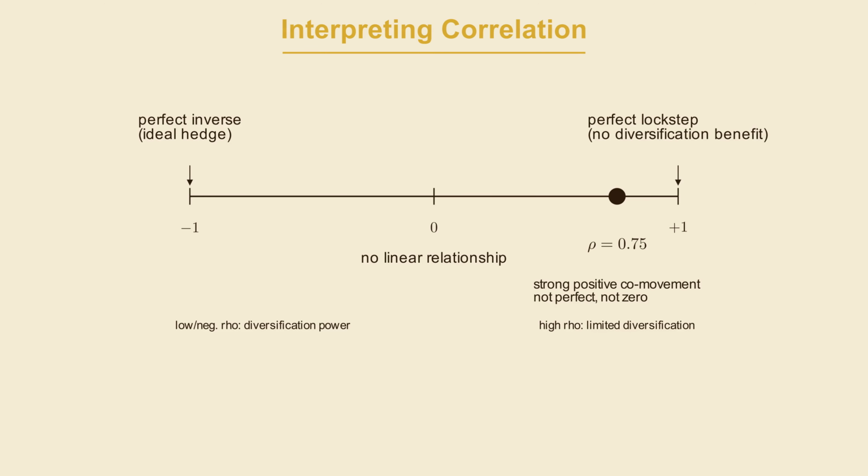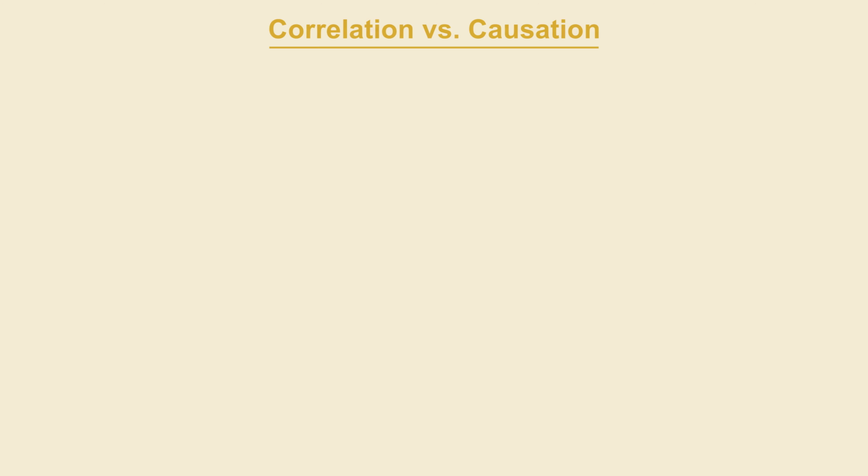Contrast that with two assets at 0 or negative correlation. A genuinely uncorrelated pairing means losses in one direction are not systematically accompanied by losses in the other. A negatively correlated pairing is more powerful still. Periods where one underperforms tend to be exactly the periods where the other outperforms.